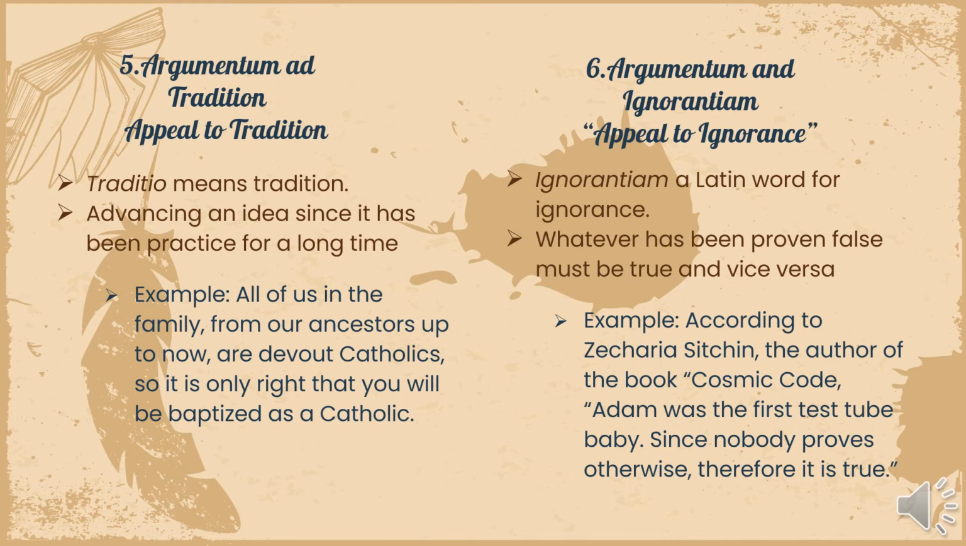Number 6, argumentum ad ignorantiam, or appeal to ignorance. Ignorantiam is a Latin word for ignorance. Whatever has not been proven false must be true and vice versa. For example, according to Zecharia Sitchin, the author of the book Cosmic Code, Adam was the first test tube baby. Since nobody proves otherwise, therefore, it is true.